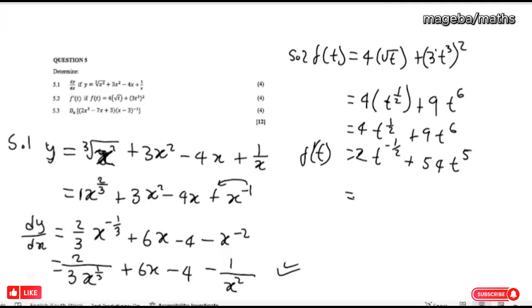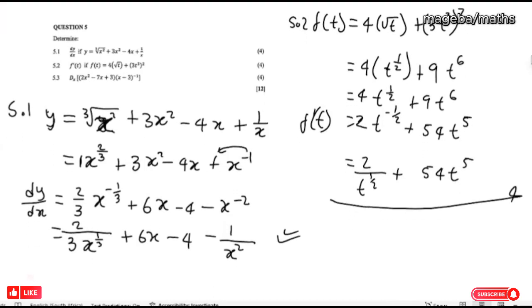Now, remember, we don't keep our answers in the negative exponent. So we must leave this exponent as positive. How can you make it positive? We're going to say 2 all over t to the 1 over 2, which is positive. So we take this into the denominator. And then now it's plus 54 t to the 5. So this is the answer that we are supposed to make.